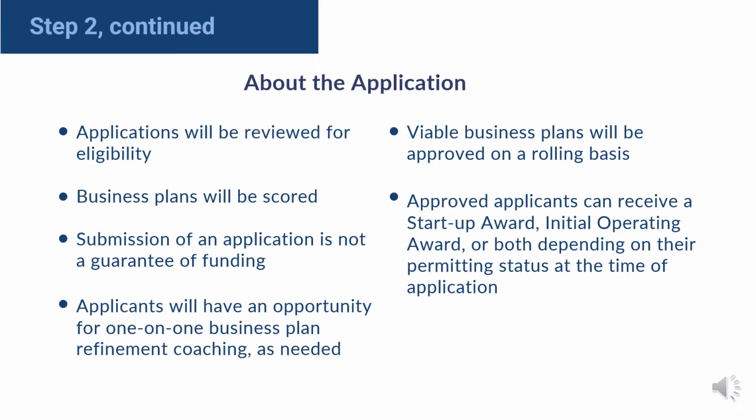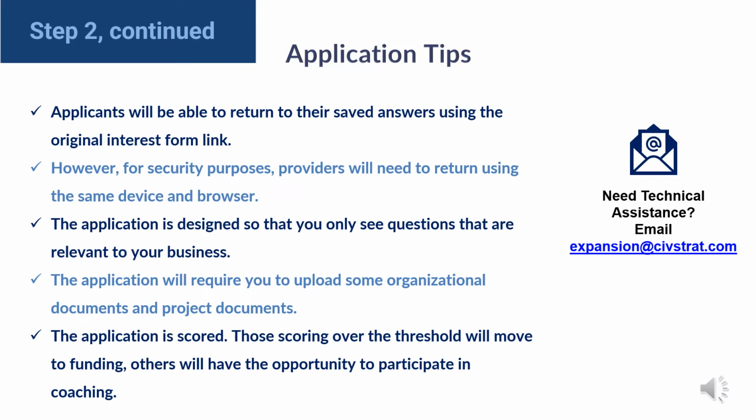About the application. Applications will be reviewed for eligibility. Business plans will be scored. Submission of an application is not a guarantee of funding. Applicants will have an opportunity for one-on-one business plan refinement coaching as needed. Viable business plans will be approved on a rolling basis. Approved applicants can receive a startup award, initial operating award, or both depending on their permitting status at the time of the application.